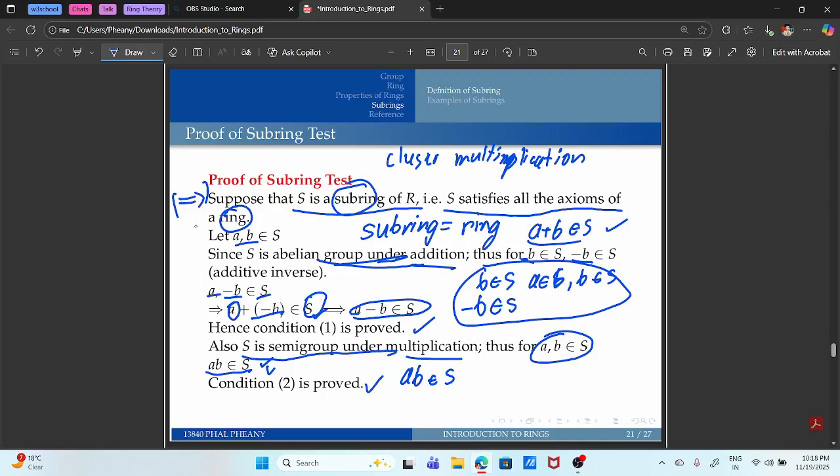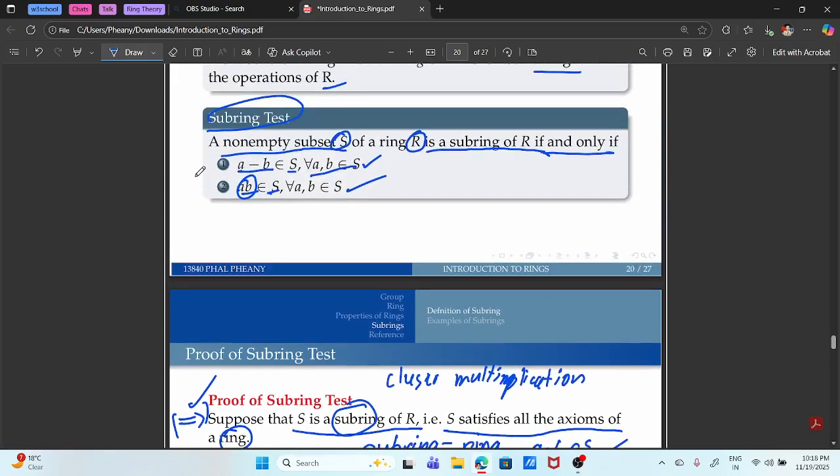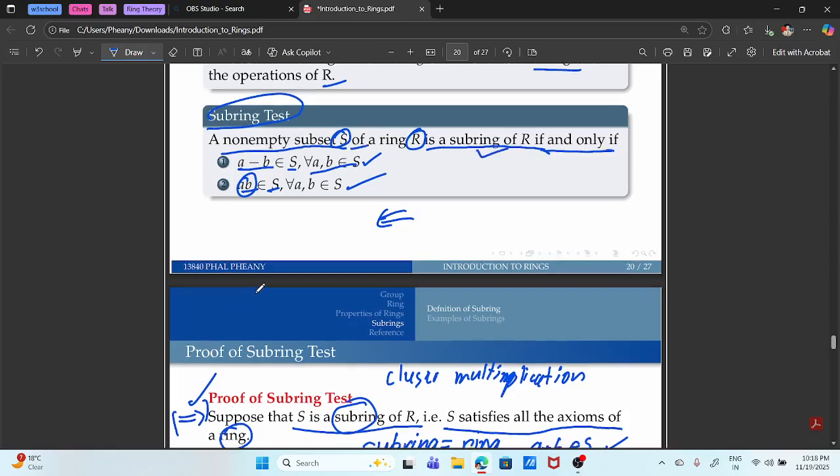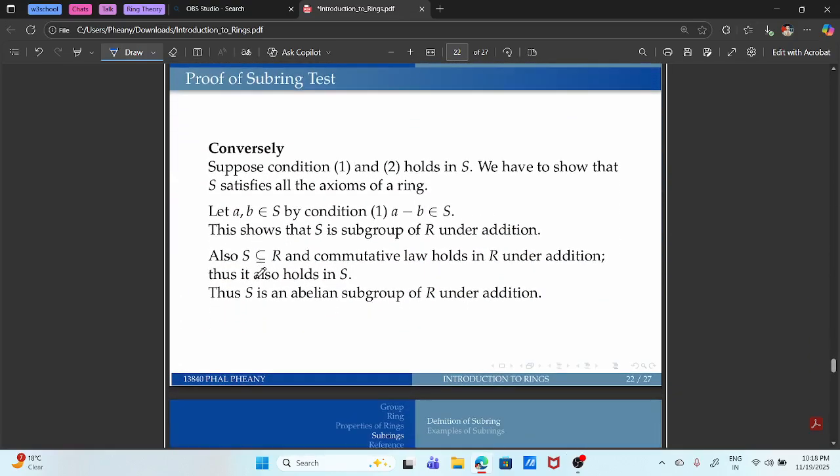So we are done with the forward part, and now we have to prove the backward part. The backward part is what? Suppose we have two conditions, a minus b belongs to S and a times b belongs to S. We have to prove that S is a subring of O. Conversely, this is the converse part. Suppose condition 1 and condition 2 hold in S, and we have to show that S satisfies the axioms of the ring. If S satisfies the axioms of the ring, then S is a subring.